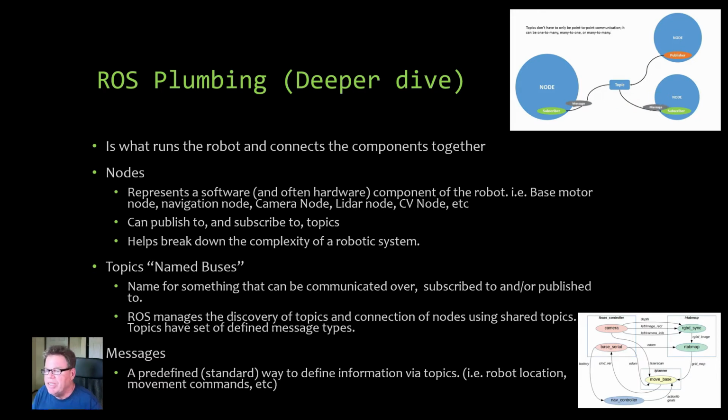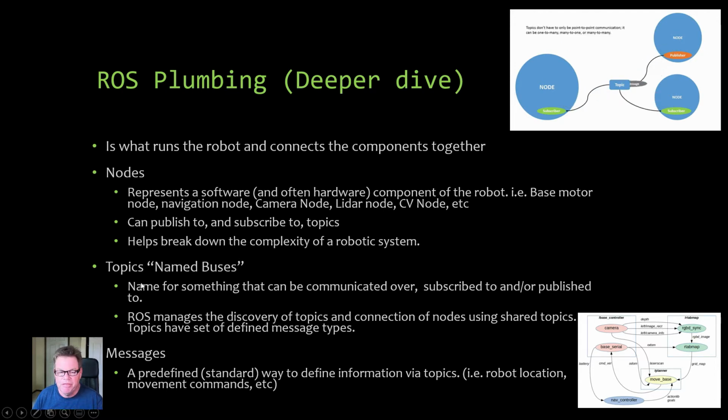So let's have a look at ROS plumbing. This is the piece that usually runs on the robot, and is the piece that manages the robot and the connectivity between things running on the robot.